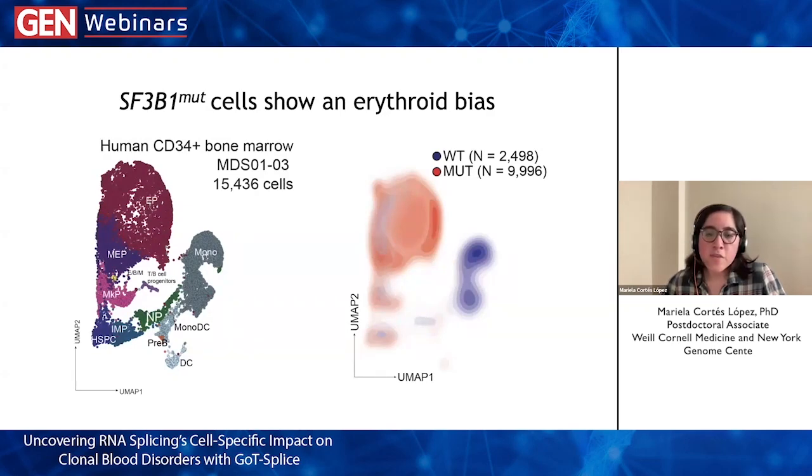Interestingly, another observation of our study was that, with this information of the genotyping, most of the mutant cells tend to appear in the megakaryocyte erythroid lineage, meaning that they seem to accumulate in the erythroid progenitors. And this can be quantified in the sample, where we see a higher density of the mutant cells in the erythroid progenitors.